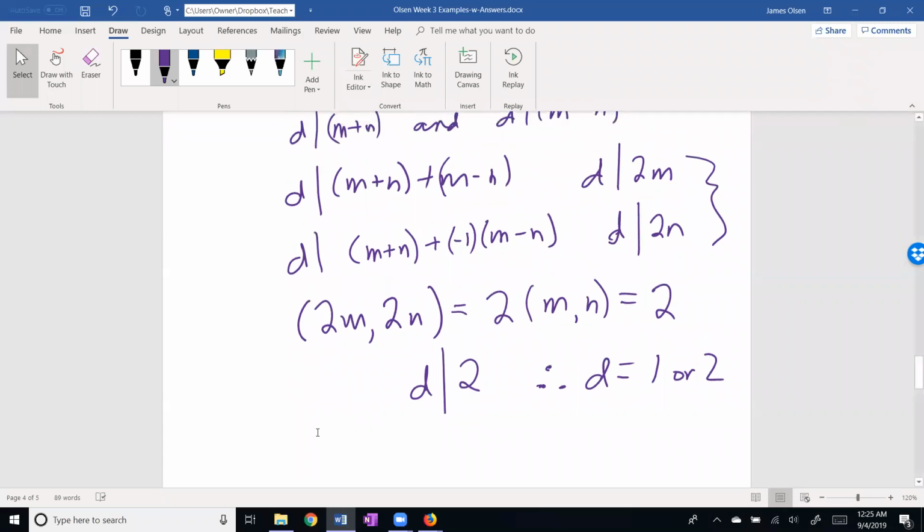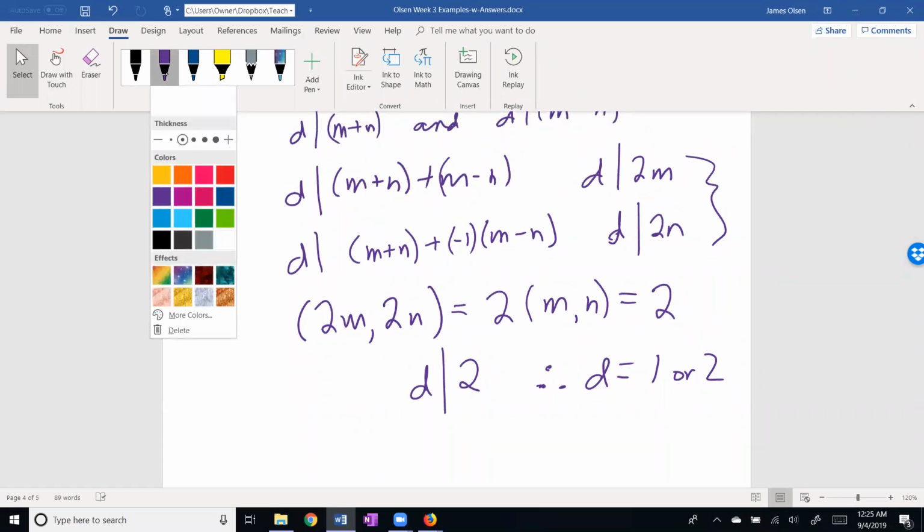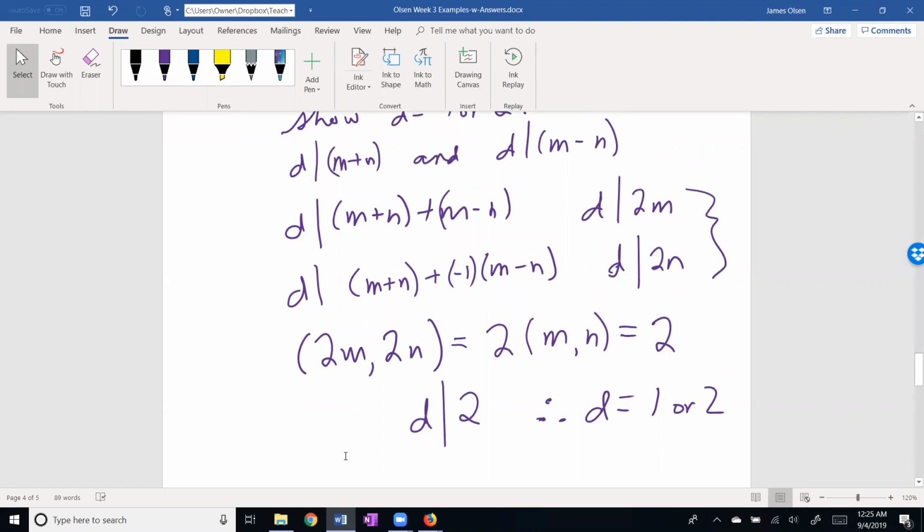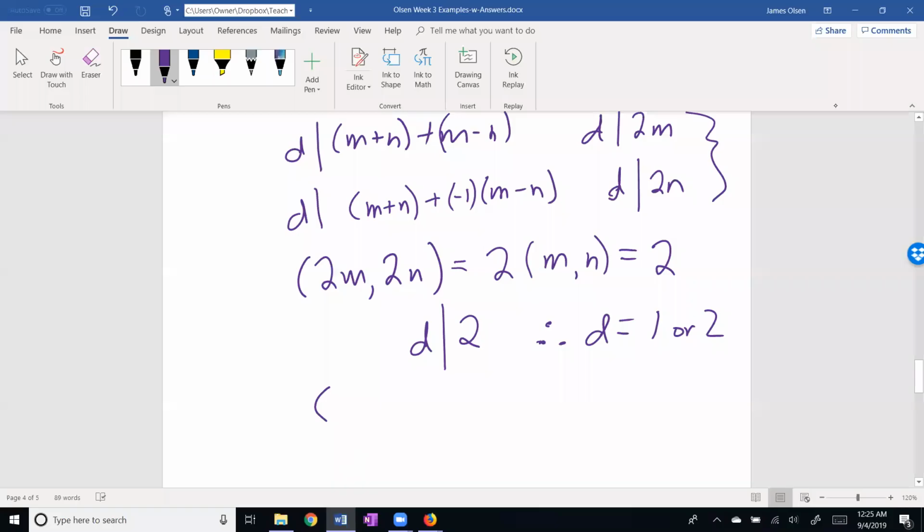So my final conclusion then is that the greatest common divisor of m plus n and m minus n is equal to 1 or 2. I believe that if you have two odd numbers, the greatest common divisor will be 2. And in many other cases, the greatest common divisor is 1. So you should be able to find examples for each.